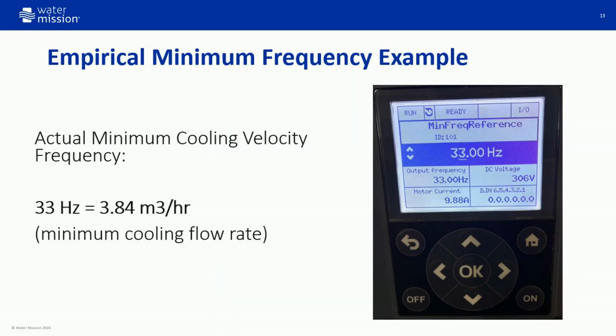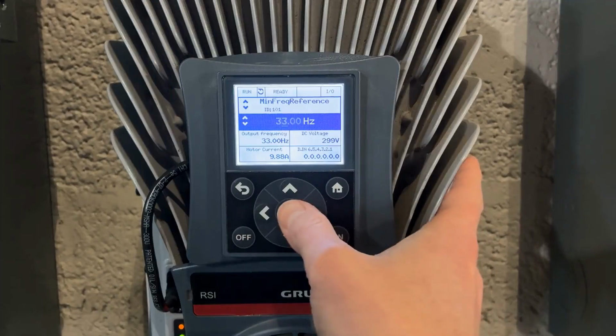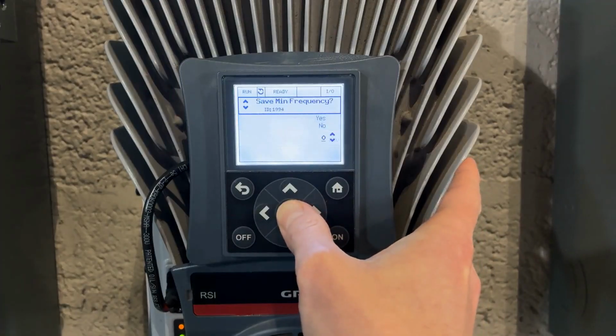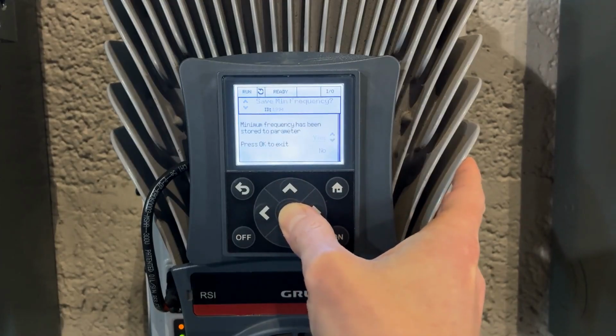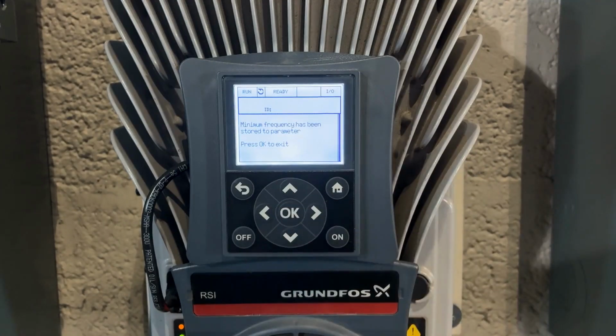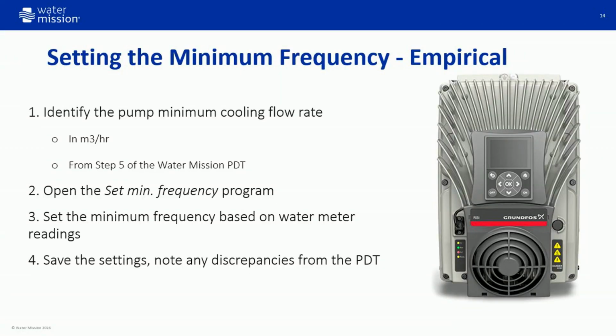At 33 Hz, we have reached the 3.84 meters cubed per hour, which is our minimum cooling flow rate. So the actual minimum RSI frequency for this project is 33 Hz rather than the calculated 31 Hz. Press OK within the set min frequency program at the desired frequency. Select yes to save the minimum frequency, then press OK to exit the program. Make sure to note any differences between the calculated and empirical minimum frequency values.